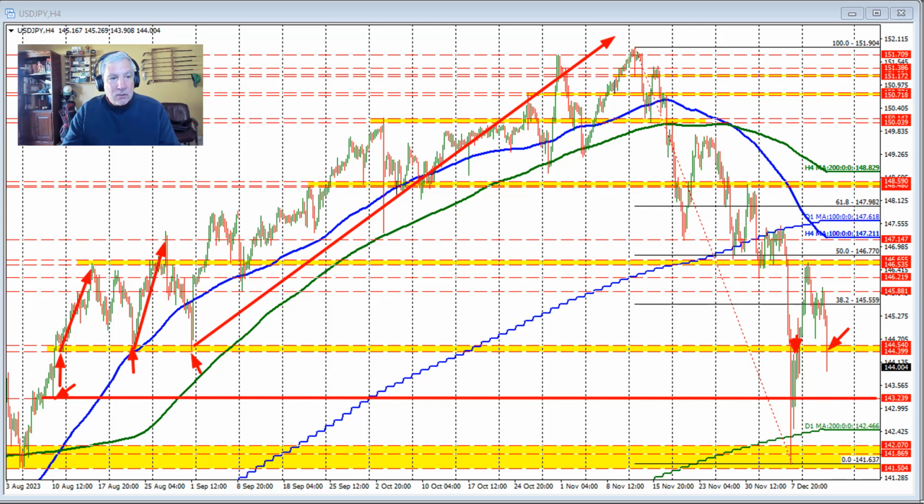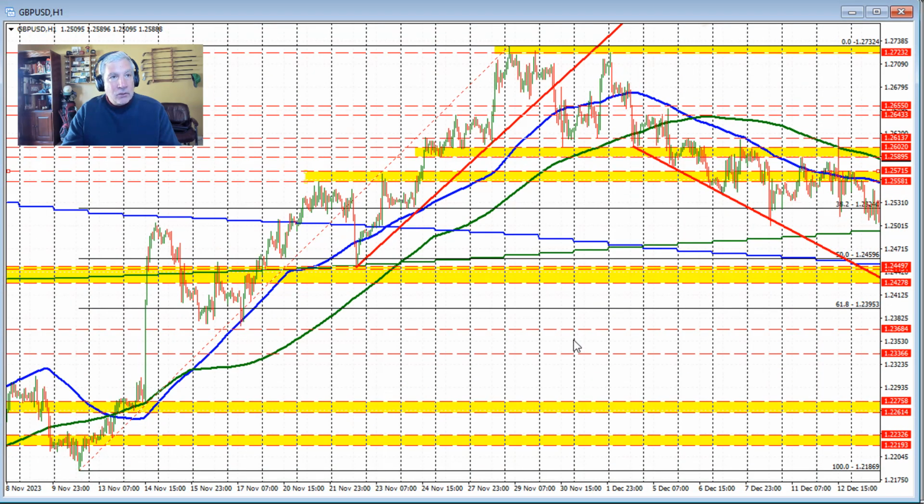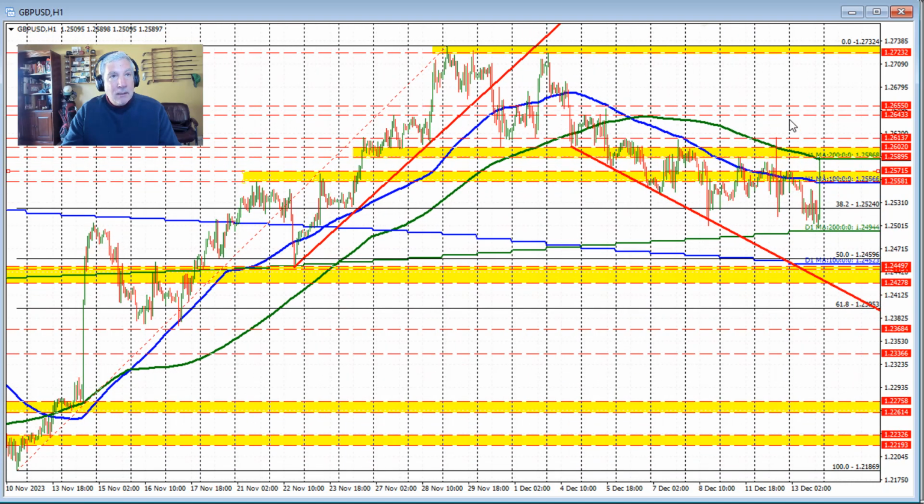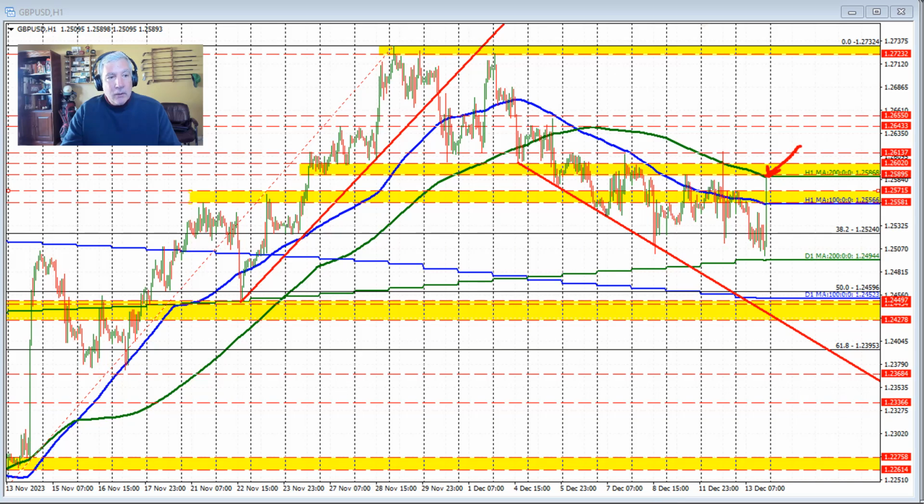Let's take a look at the sterling versus U.S. dollar. And again, we'll look at the hourly chart. And like the euro versus U.S. dollar, we're seeing a move to the upside. In this case, we've moved right up to the 200-hour moving average at 1.2586 and stalled. We need to get above that level in order to increase the bullish bias. Also near that level is this swing area between 1.2589 and 1.2602.